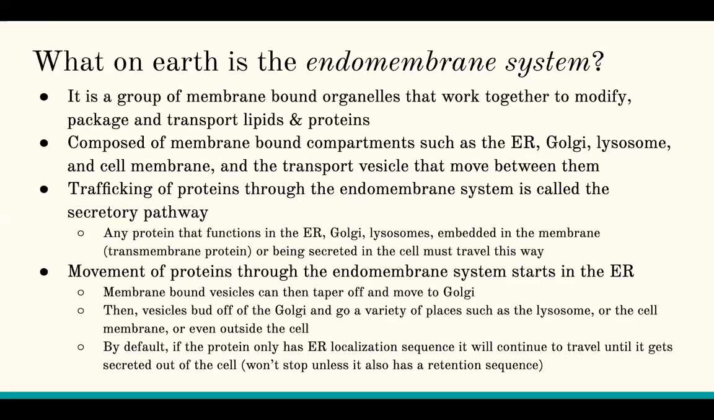You have to go through the ER first. And then also what Laura really wants you guys to remember is that if you have an ER localization sequence and you need to stay in the ER, you need a second sequence on your protein called the retention sequence. Otherwise, your protein will continue to go through the secretory pathway until it is in the membrane, because the membrane is the last stop of the pathway. So you need that retention sequence on the C terminus of the protein if the protein's final destination is to stay in the ER. Does that make sense?